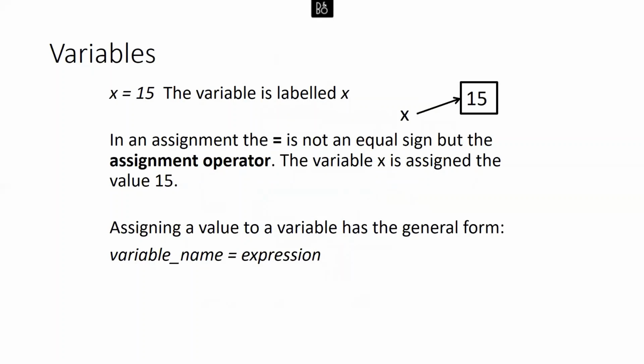Here we have a variable named x. In this line of code, we assign the value 15 to x. The equal sign here is used as an assignment operator. It's not the same as an equal sign in mathematics. Here, the assignment operator tells the interpreter to assign the value 15 to x. The name of the variable has to be on the left-hand side, then the assignment operator in the middle, followed by the value to be assigned on the right side.